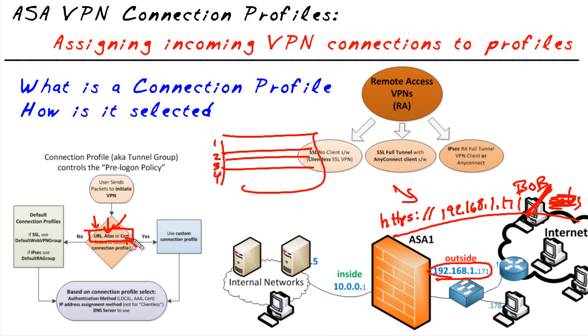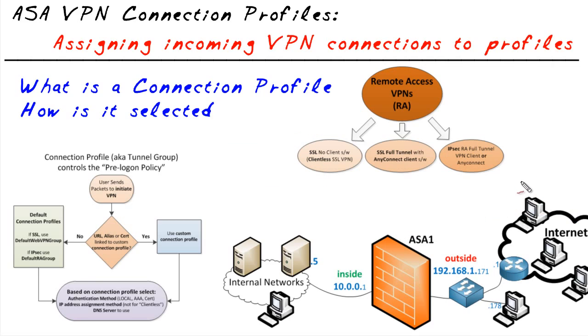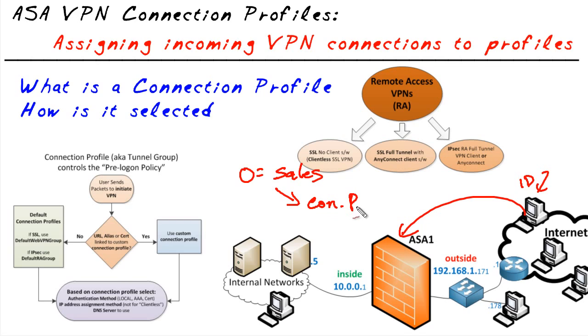And the third option is to use information from a digital certificate. If Bob had a digital certificate, an identity certificate installed on his computer, when he makes the connection request, the ASA, if trained to do so, could look at that digital certificate and look at the contents of it. And it could say, oh, if the organization equals sales, I will go ahead and use connection profile number 1. So we could link it based on information in Bob's identity certificate that's on his machine or associated with his user. So those are the 3 options.